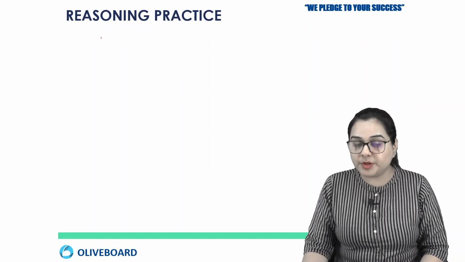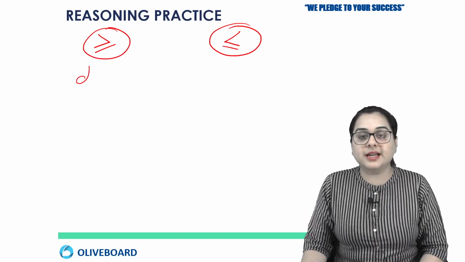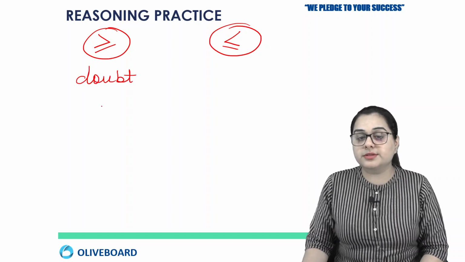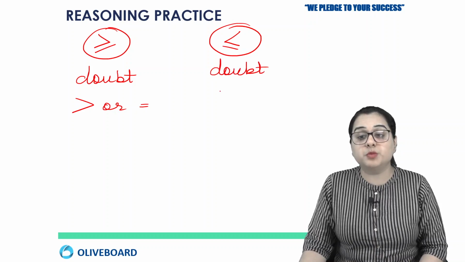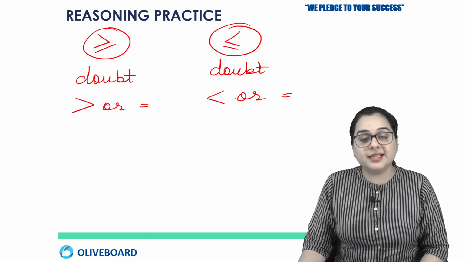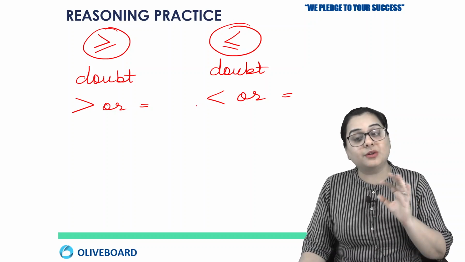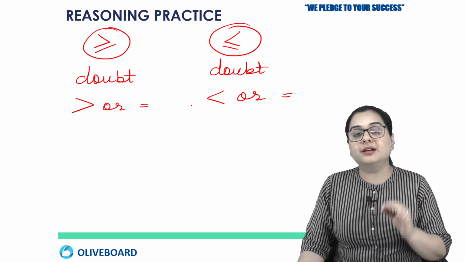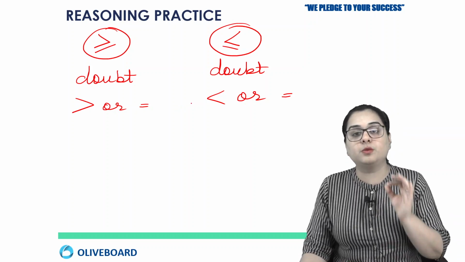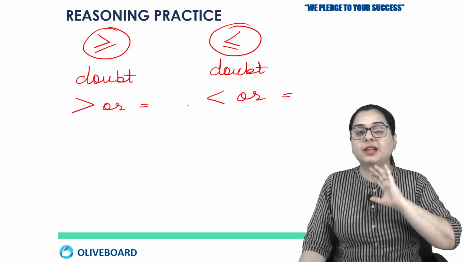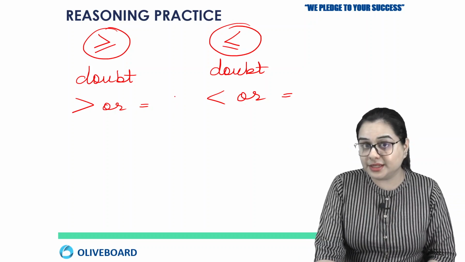Another thing that you have to keep in mind: whenever you have a sign like this, or a sign like this, this sign always means doubt. Here you have a doubt between greater or equal, and here again you have a doubt between smaller or equal. So these signs represent the doubt. Whenever you have a doubt between greater equal or smaller equal, we are going to mark our answer as either or. In the conclusions, they are going to give you some conclusions, you have to tell which is true, which is false, and sometimes you will have to mark the answer as either or. So this is another thing that you should know.